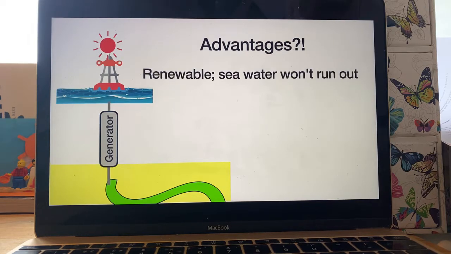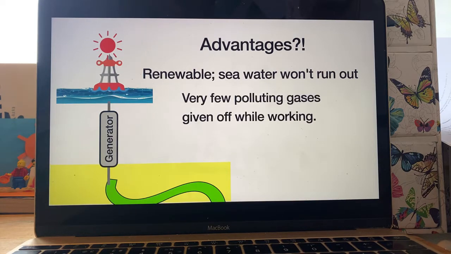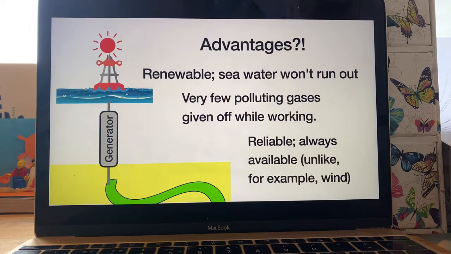All right, so one of them is renewable. Remember, a renewable resource means it's not going to run out. So seawater is not going to run out, so that's good. Unlike, say, fossil fuels, which are running out fast. It gives off very few polluting gases while it's working. You would be allowed to say no carbon dioxide given off. And it's very reliable, right?